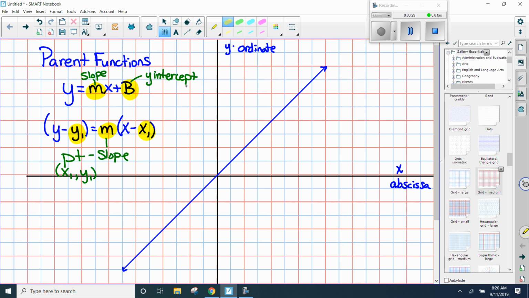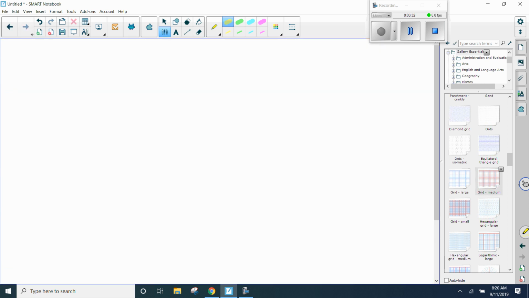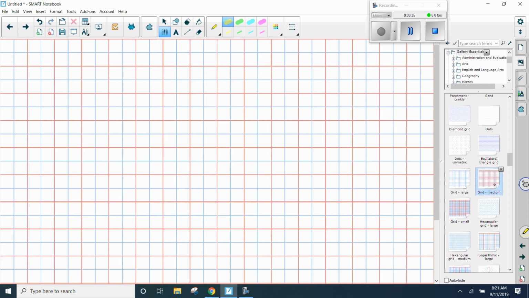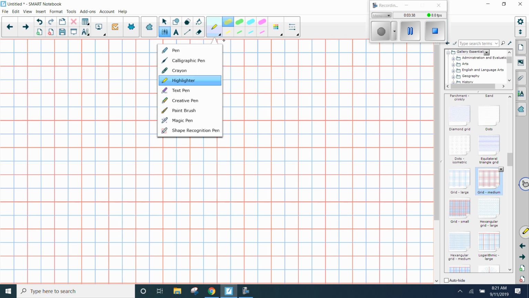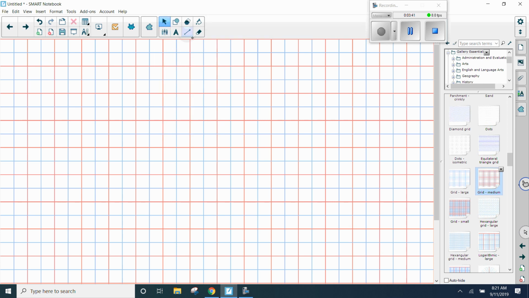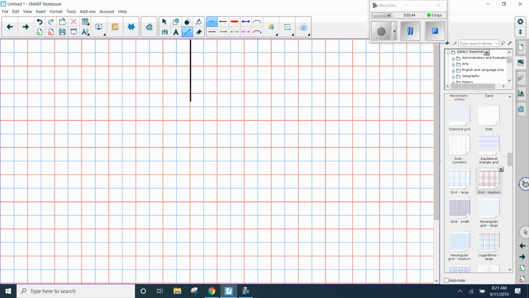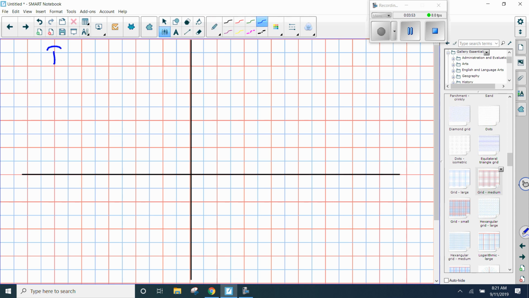Can I change that slide? The next parent function that we have, what's important to recognize, is going to be, take your x-y axis, and the next parent function that exists is when you have the two variables, with one being to the first power, the other being to the second power. Do you know what the graph of that looks like?